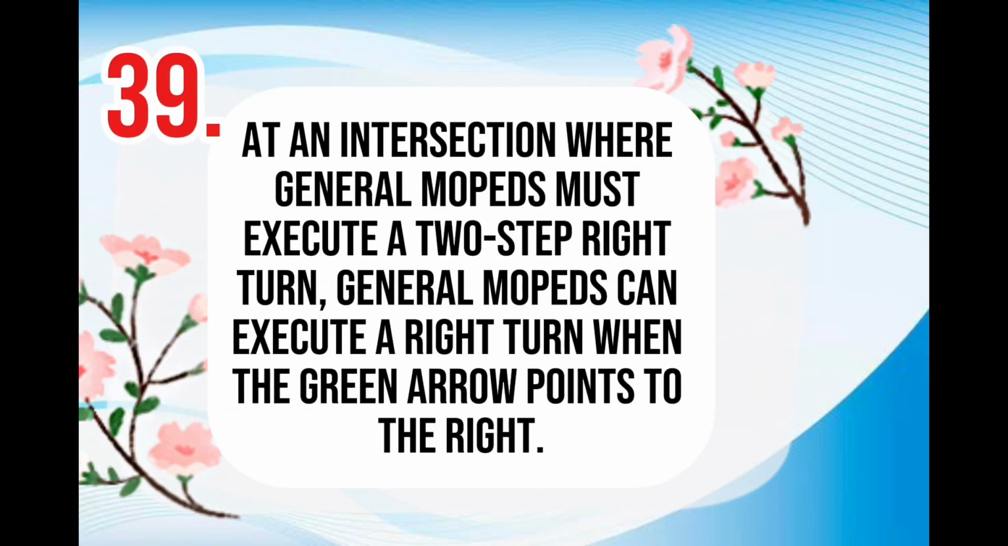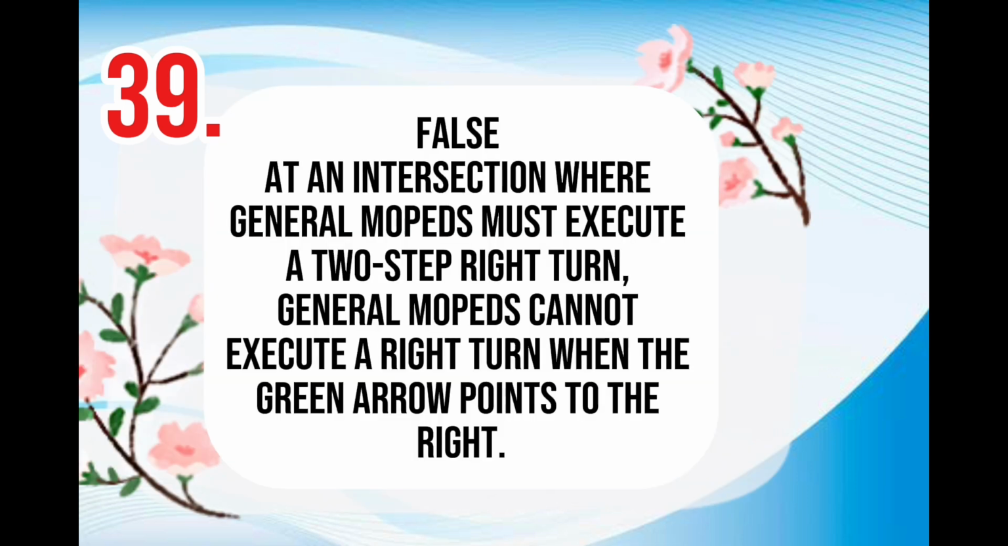At an intersection where general mopeds must execute a two-step right turn, general mopeds can execute a right turn when the green arrow points to the right. False. At an intersection where general mopeds must execute a two-step right turn, general mopeds cannot execute a right turn when the green arrow points to the right.